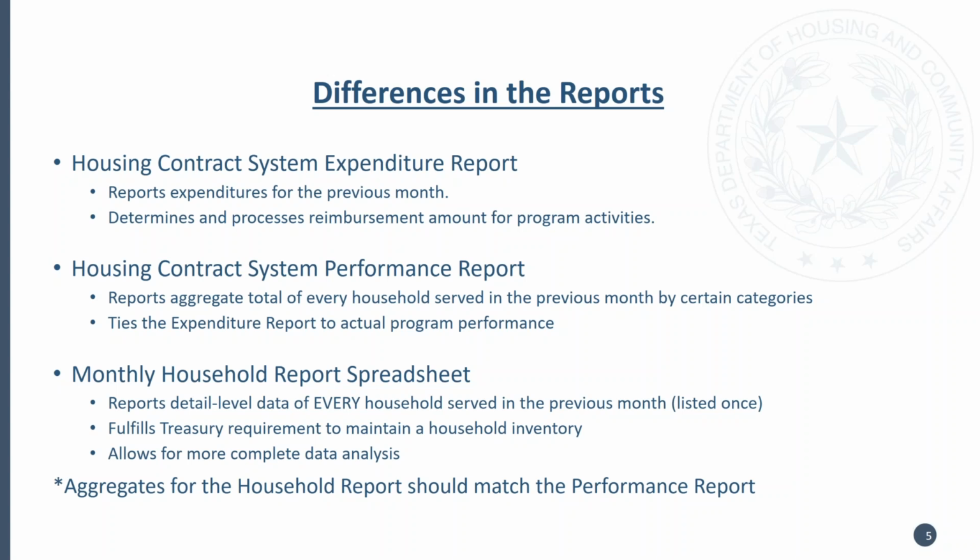This is basically where you just plug in your expenditures for the previous month. We're going to get into this in depth, but it's going to be 3 main things. It's going to be your administrative draw request. It's going to be your general program or HSS draw request. And then it's going to be a draw request for those direct household payments.